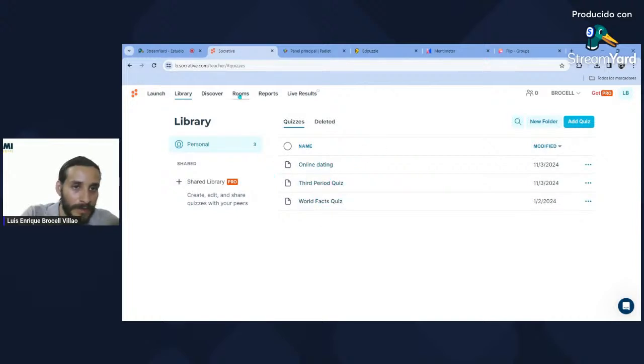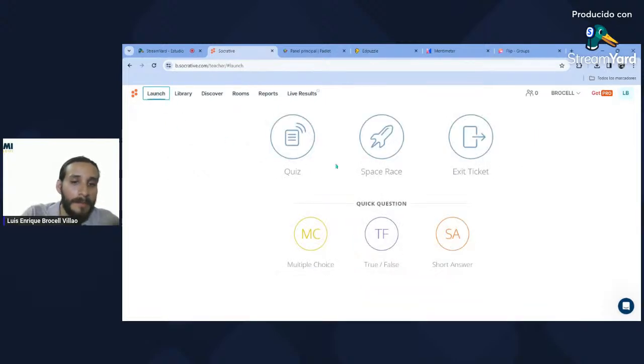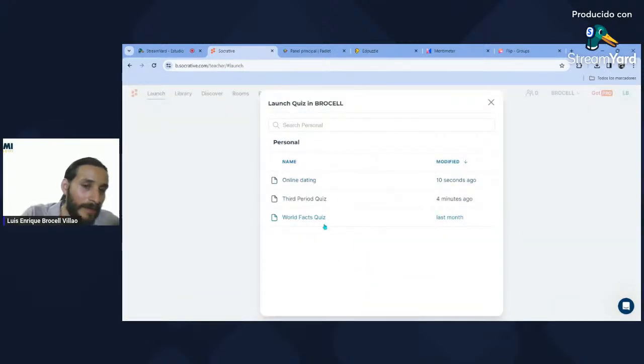As you can notice over here in our room, we have the name, we can share the room, and here are the quizzes that we have. If we are tired of using Kahoot or quizzes, we can use this application. It gives ongoing and real-time feedback. We can share the screen with the students and they can see if they are losing or getting some wrong answers, and so on.